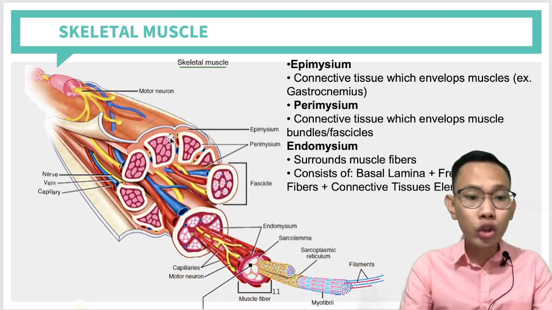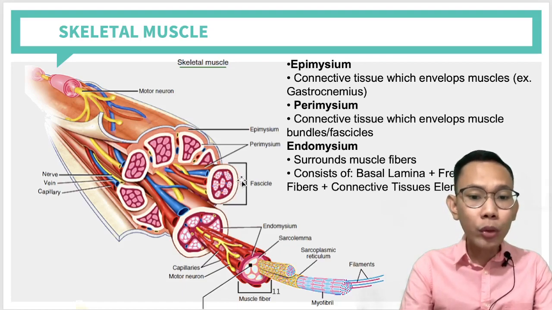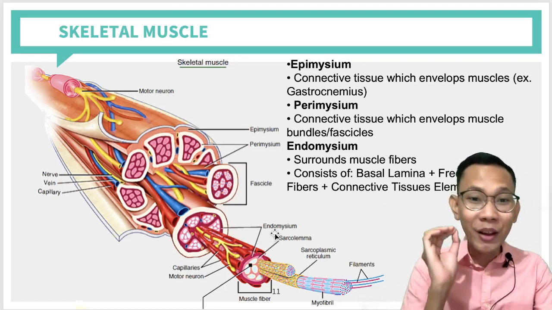Next, let's proceed with your endomysium. A thin layer of reticular connective tissue fibers, called your endomysium, invests the individual muscle fiber. So where is your endomysium here? This one. Again, what invests the individual muscle fiber? It's your endomysium. These are the most important connective tissues that surround your muscle fiber. Your epimysium surrounds the entire muscle. Your perimysium surrounds your muscle bundles or fascicles. Then what surrounds the individual muscle fiber is your endomysium. I hope that is very clear.